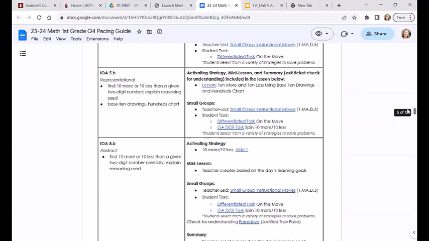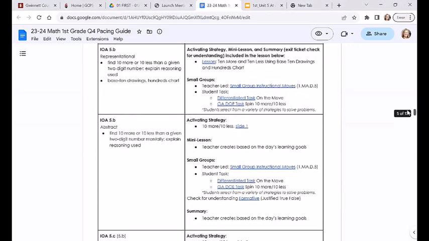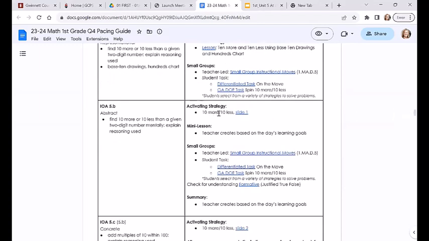Students do have previous experience from early in the year, counting forward and backwards by 10. They've also used counting strategies to determine numbers and patterns that grow and shrink by 10. So that is why there were only 3 days spent. You're also going to see these activating strategies, 10 more, 10 less, that are going to continue throughout the unit as well, to continue to work on that.